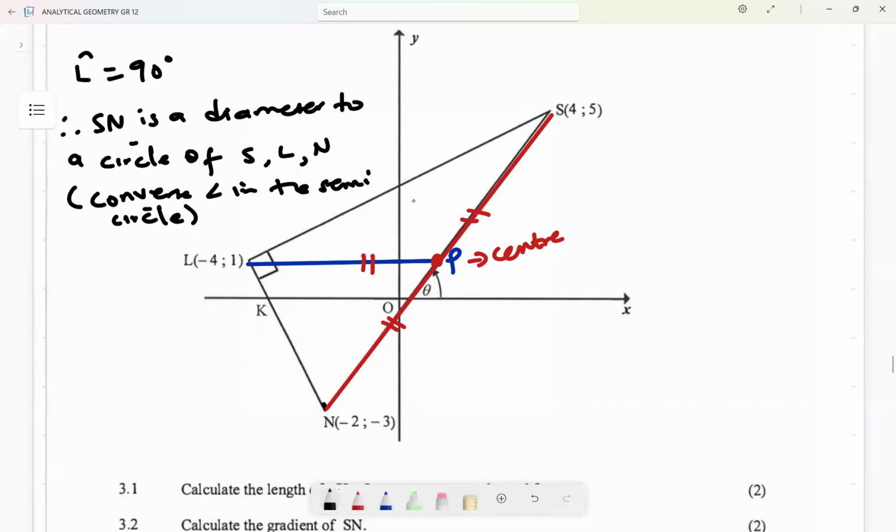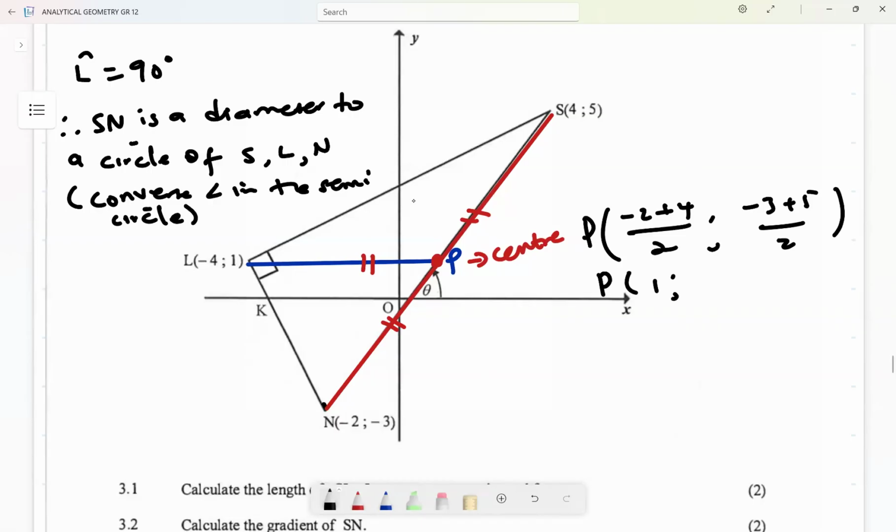When P is the center, therefore, I can use midpoint and say, oh, okay, P is now -2 plus 4 divided by 2, -3 plus 5 divided by 2, and then P has a coordinate of 1 and 1. How predictable am I? Can you see that, guys? So it's just that for 3 marks.